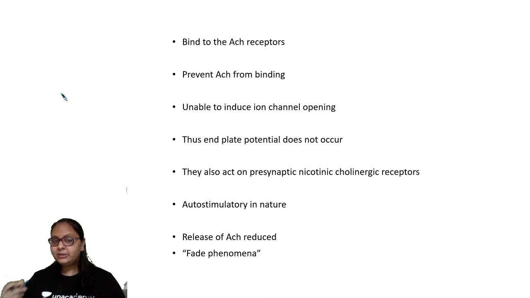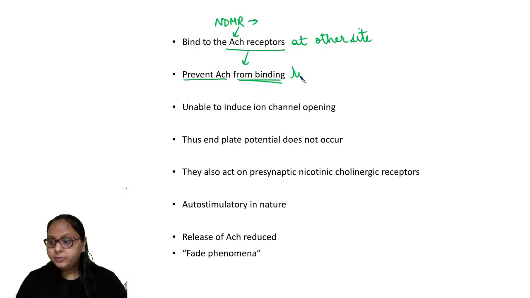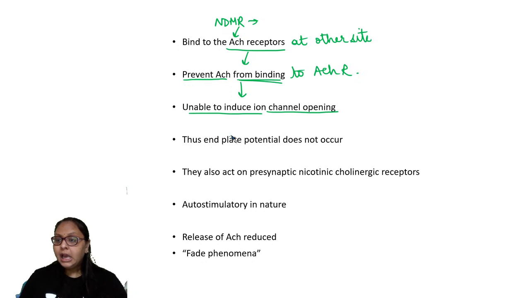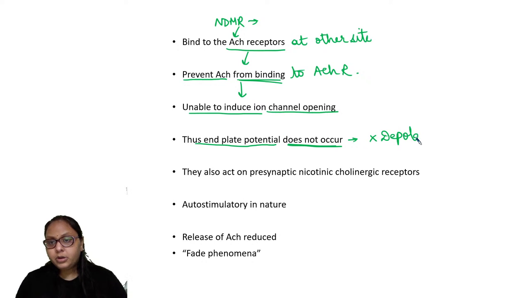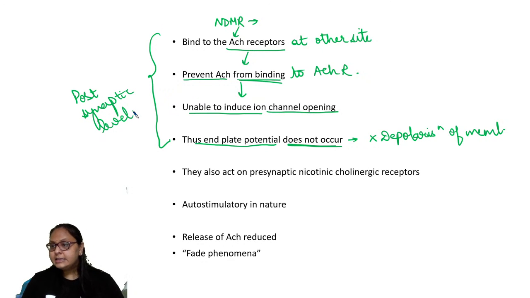So to revise this, what happens? The non-depolarizing muscle relaxants bind to the acetylcholine receptors at another site. Therefore, it prevents acetylcholine from binding to the acetylcholine receptor, and therefore there is no ion channel opening, and thus the end plate potential does not occur, and therefore no depolarization of the membrane. So this happens at the postsynaptic level. Is it clear?